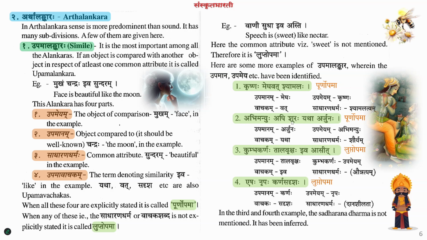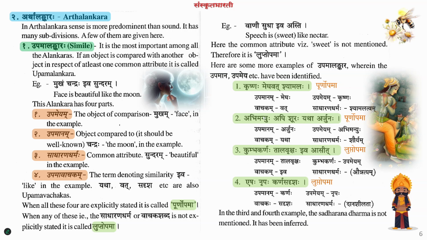Abhimanyuhu api shuraha yatha arjunaha. This api is important to point to Upamana to Upameya. Okay. So some other place Abhimanyu can become Upamana to somebody, because we know the valor of Abhimanyu is famous, more famous than ordinary Shaurya. So yeah, but in this sentence Abhimanyu is the target and Shuraha is the Upamana tacked on to him. And what is the Sadharana Dharma?